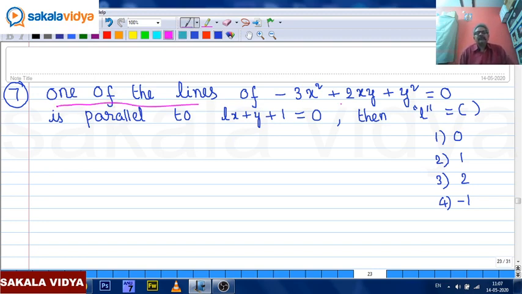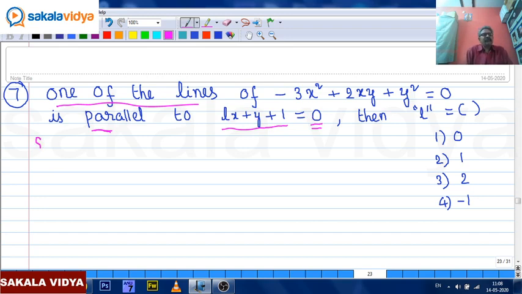One of the lines of minus 3x square plus 2xy plus y square is equal to 0 is parallel to Lx plus y plus 1 is equal to 0. You remember one thing, minus 3x square plus 2xy plus y square is equal to 0 represents two lines which both pass through the origin. One of the lines is parallel to Lx plus y plus 1 is equal to 0 and passes through the origin. That means the line will be Lx plus y equals to 0 itself only.